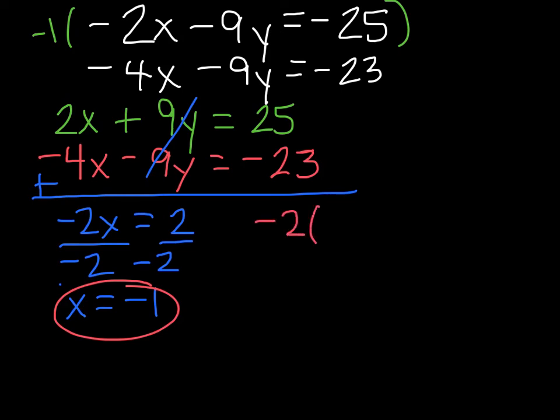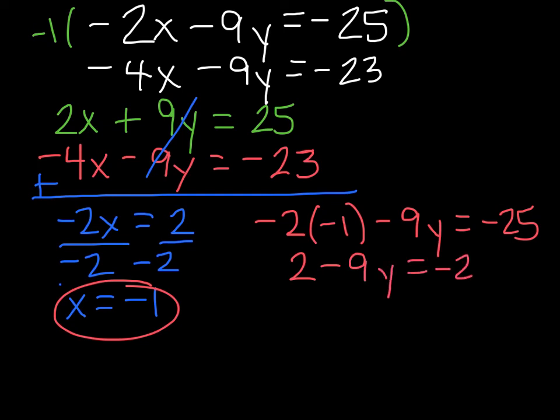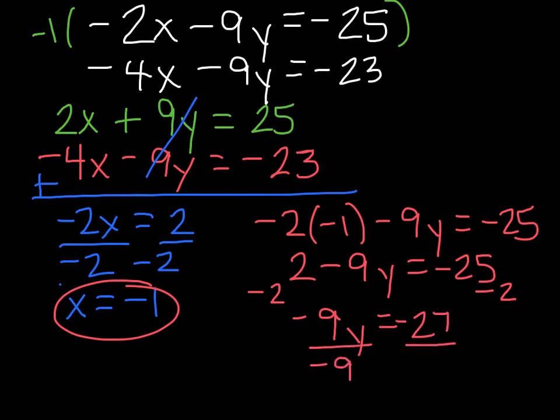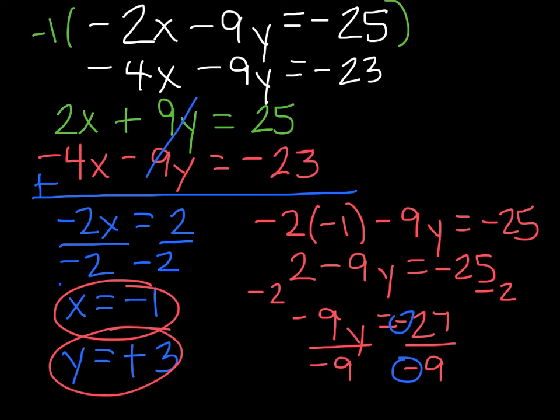So -2 times, instead of x, I'm going to say -1, minus 9y equals -25. So that's positive 2, minus 9y is a -25. So I have to subtract 2 or add 2 negatives to both sides. So -9y is equal to -27. Divide by -9, divide by -9. So I'm going to go ahead and write it over here. I think of that, my y has a value of, a negative divided by a negative, that's going to be a positive 3. So we think that the solution to this system of equations is (-1, 3).